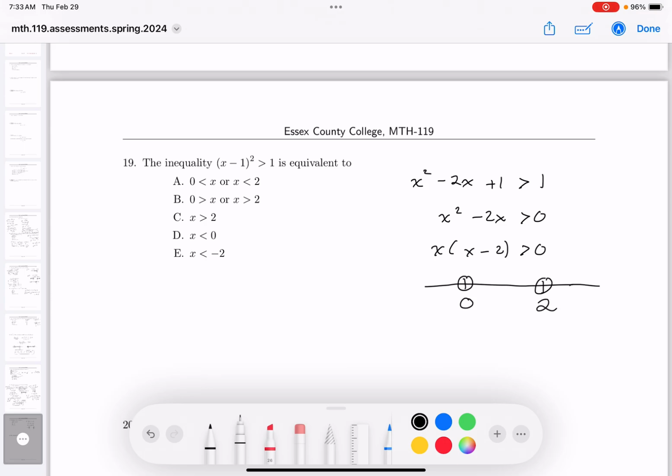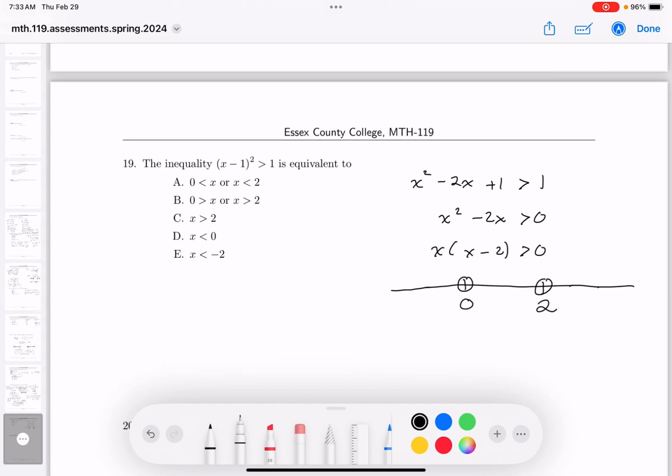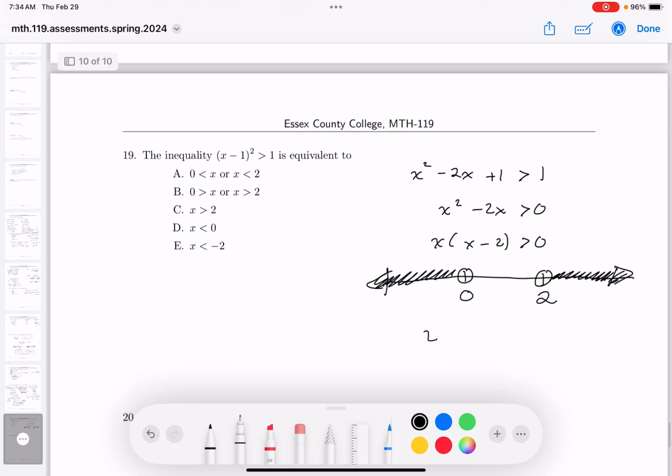All right? Now what I got to do now is I got to test the intervals out. And like if I go between 0 and 2, I'd pick 1, and I get positive times negative, so I would not shade that in. Now if I go after 2 and I take 3, I get positive times positive, I would definitely shade that in. Now if I take a number below 0, like minus 1, I get negative times negative, which is also a positive. I shade that in. All right, so I'm ready to answer it. I'll tell you what the answer is going to be. X is going to be less than 0, or the x is going to be greater than 2.